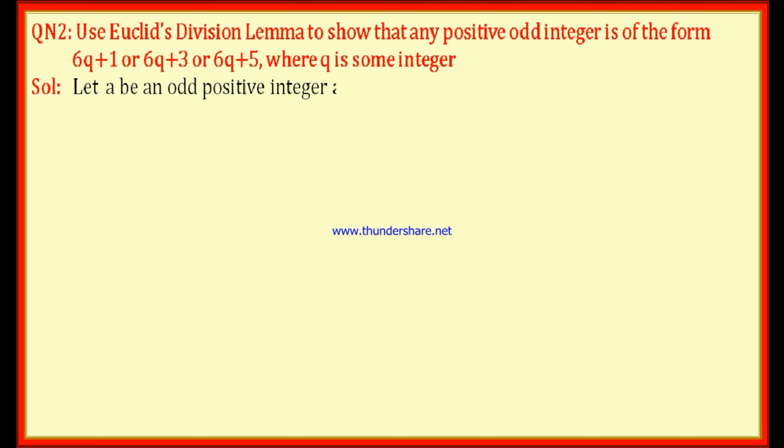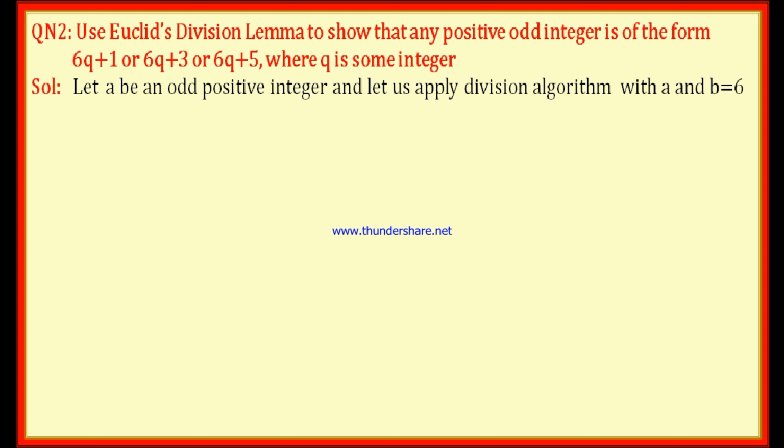Here is the solution. Let us assume that a is a positive odd integer. Then you can apply Euclid's division lemma with a. We have to prove that a is either 6q plus 1, or 6q plus 3, or 6q plus 5. This is in the form of a is equal to bq plus r. In this case, what is b? b is equal to 6.